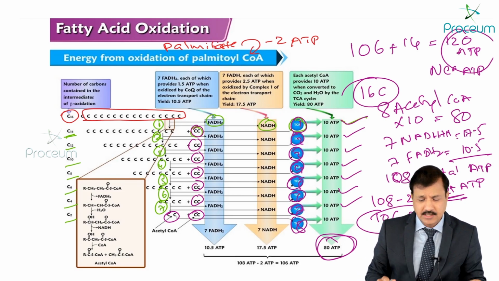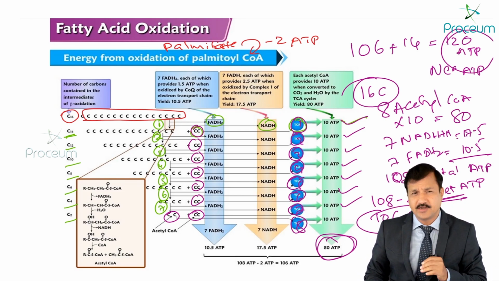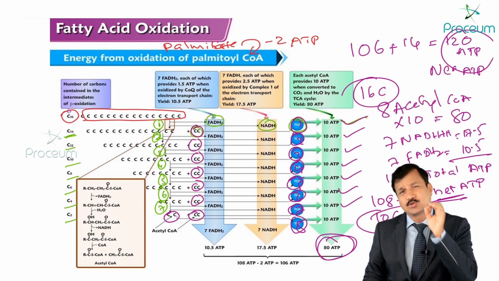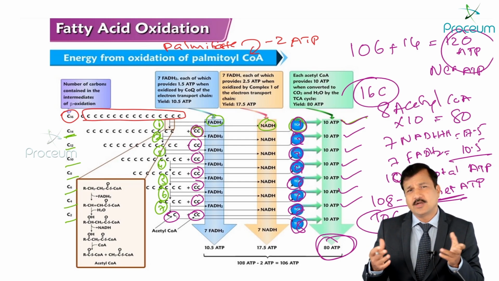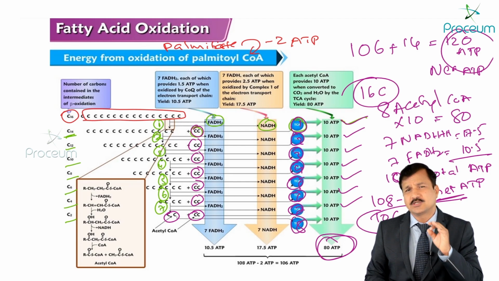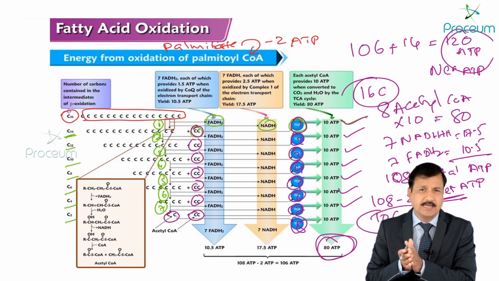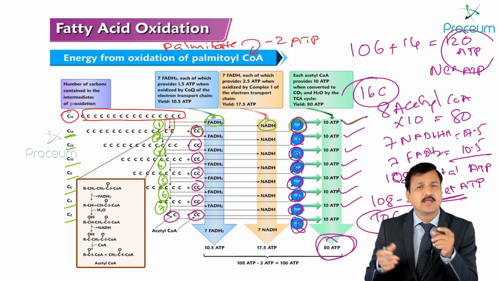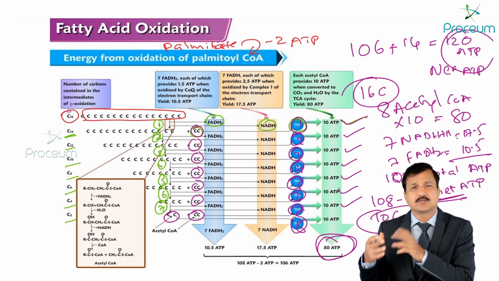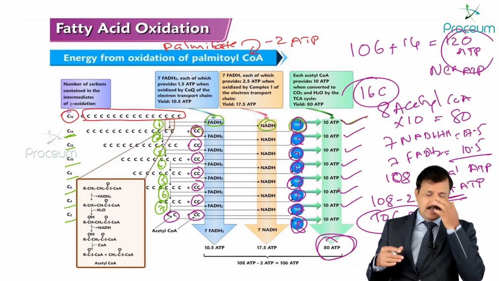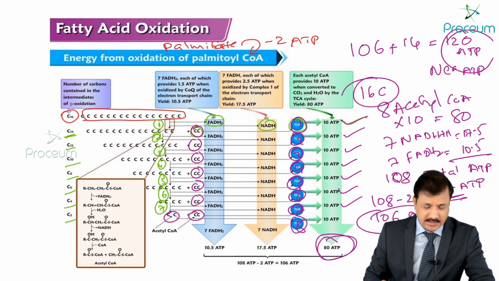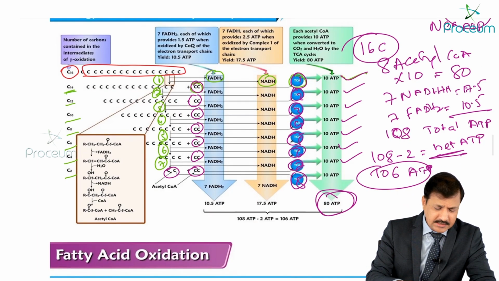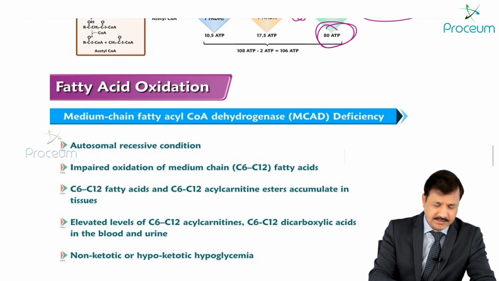All you need to do is, if the question asks for the net number of ATP, use that. If it is asked as the total number of ATP, then you don't need to subtract those 2 ATP. Usually in the questions, the net number is asked rather than the total number. Just be careful. If it is the total number, no ATP is subtracted, 108. If it is a net number, 108 minus 2, 106. So just look at the question and go accordingly. That's about energy from oxidation of fatty acid.